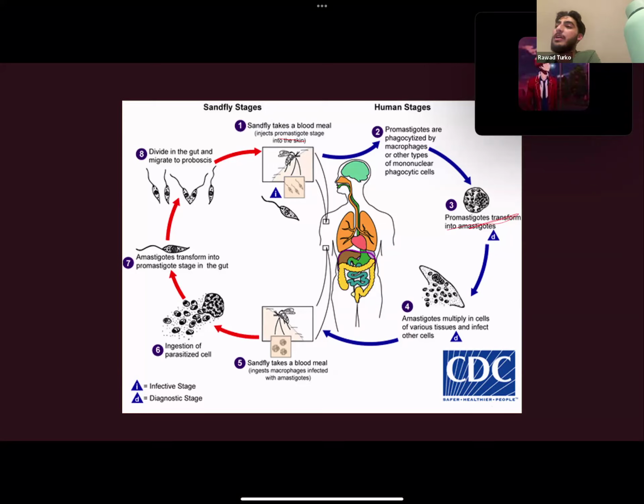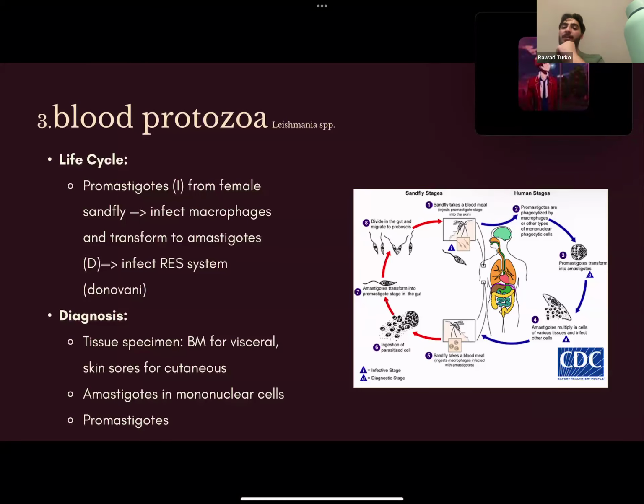Then the sandfly bites the human again and picks up these macrophages that are infected with amastigotes, and another sexual reproduction cycle happens in the sandfly. So promastigotes, then amastigotes, and then picked up by the sandfly again. Amastigotes are found in macrophages. Okay, all right, so again, this is the life cycle.